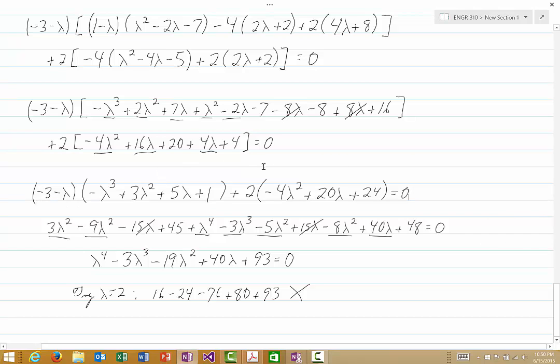So now let's see what that will change. We don't have to redo much work at all, just from this point on. So when we multiply out, then we will get, well, this very first term is incorrect here. This should be a 3 lambda cubed, because that's minus 3 times minus lambda cubed. So that should be 3 lambda cubed minus 9 lambda squared minus 15 lambda, and then minus 3 here.